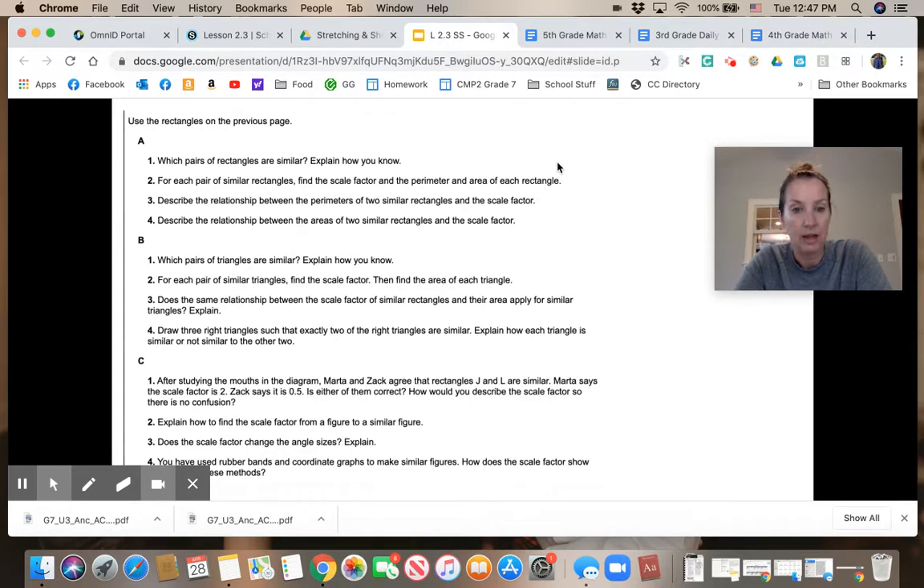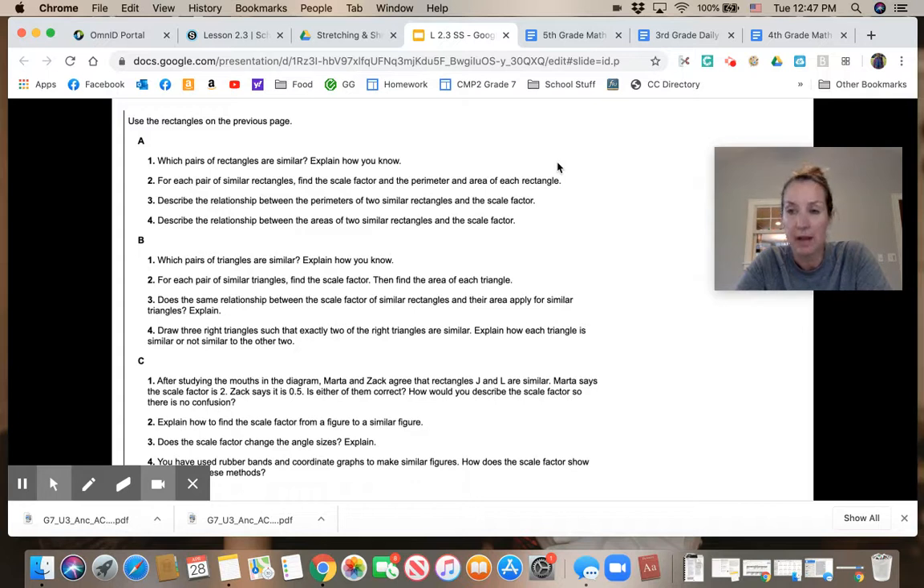Explain how to find a scale factor from a figure to a similar figure. How do you find the scale factor? What do you do? Does the scale factor change the angle sizes? We should know that by now. You have used rubber bands and coordinate graphs to make similar figures. How does the scale factor show up in these methods?